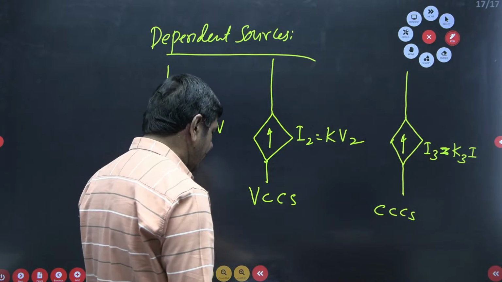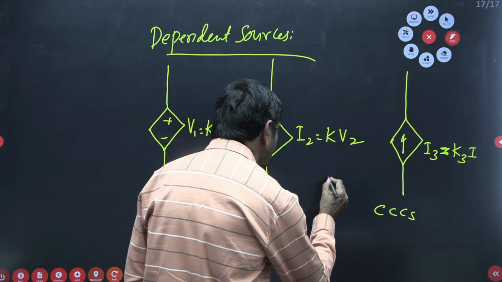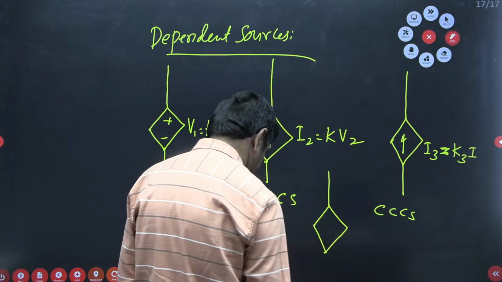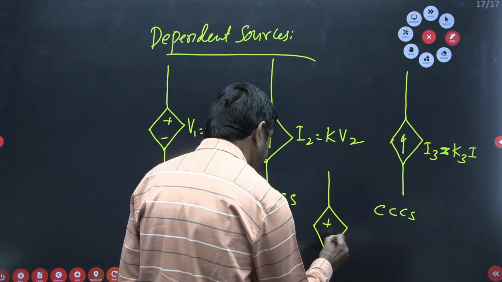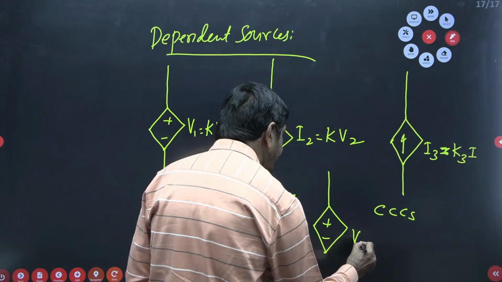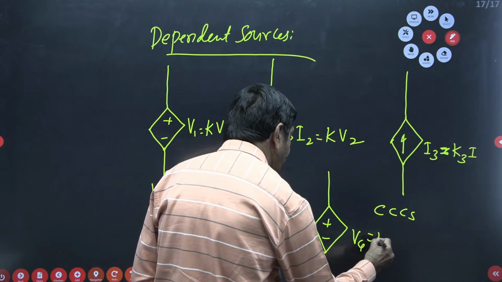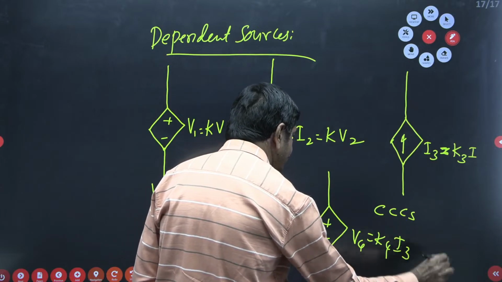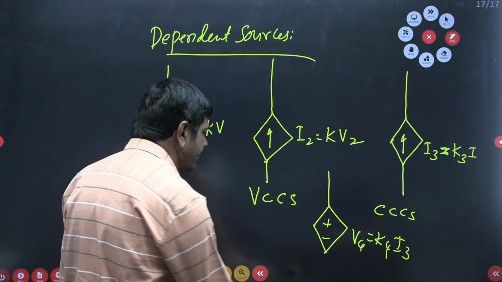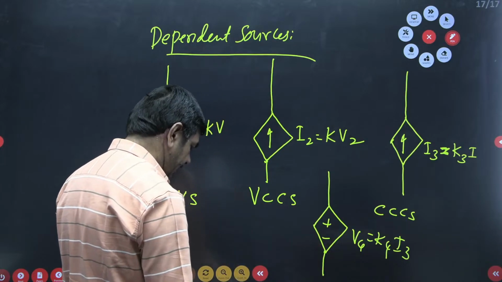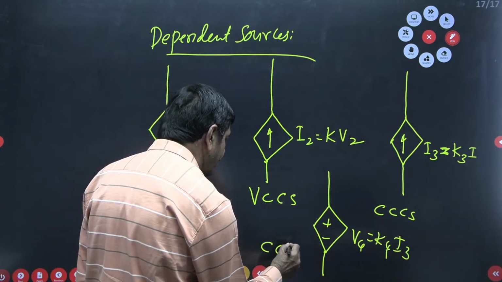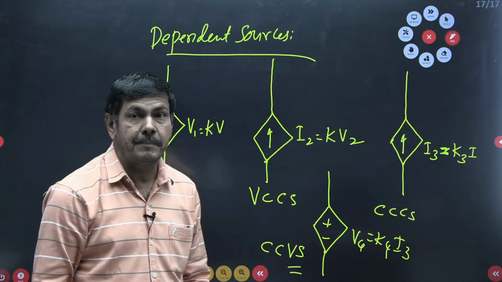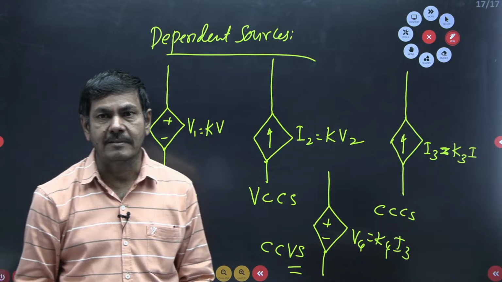What about the current controlled voltage source? Current controlled voltage source is drawn like this. Plus minus, some V4 equal to K4 into I3, I have taken for example. Some current I3 or I, whatever it may be. This is said to be a current controlled voltage source. Like that, the symbols of the dependent sources are to be drawn in the problems.